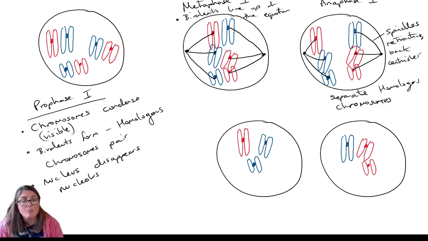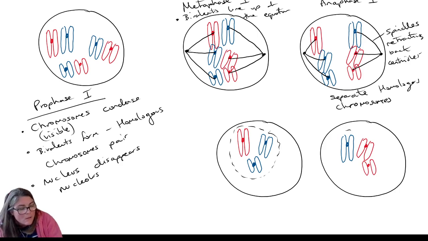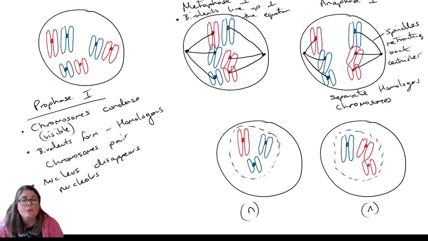So the fact that I'm separating my homologous chromosomes means that once they've reached the poles, I have only half the genetic information. They have only one of the chromosomes, but the chromosomes are made up of sister chromatids. So they are now haploid, but they are haploid cells made up of sister chromatids.